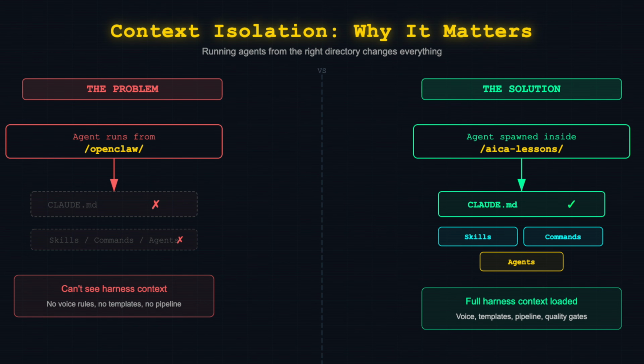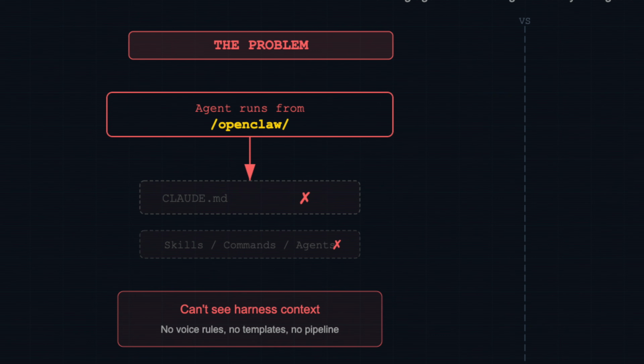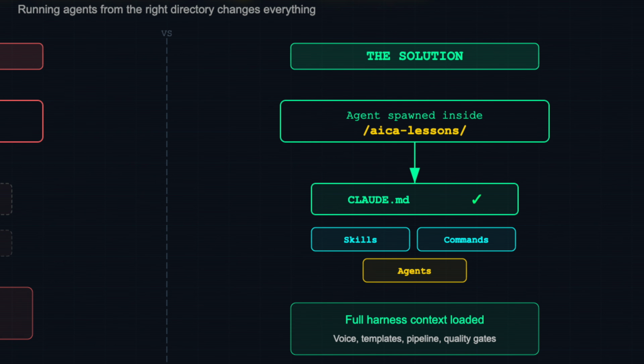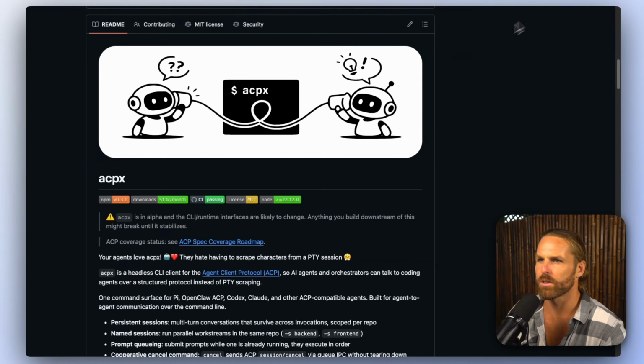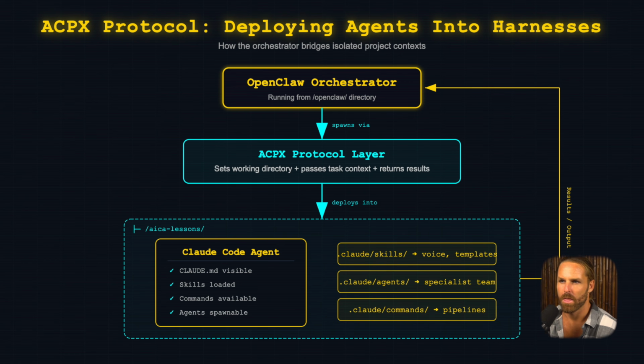So right here, case in point, this is OpenClaw. OpenClaw is the agent. But if I want to say, hey, use this harness, the AICI lessons harness, it needs to load its own agent inside there. It can't be this agent. A new agent has to do it in order for the context to be loaded and for the workspace harness to work properly. So I'm going to start a new conversation here, and we are going to install ACPX.